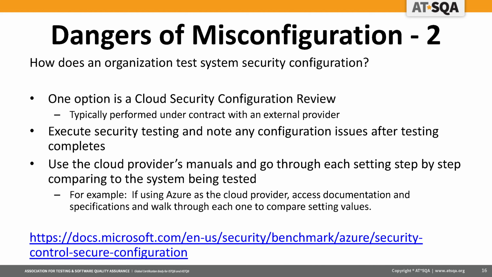Now, how does an organization test system security configuration? One option is a cloud security configuration review. This is typically performed under contract with an external provider. They can also execute security testing and note any configuration issues after testing completes.